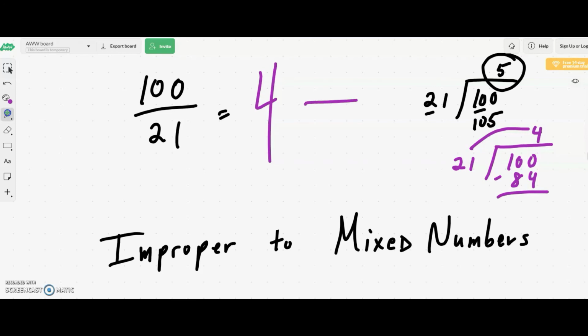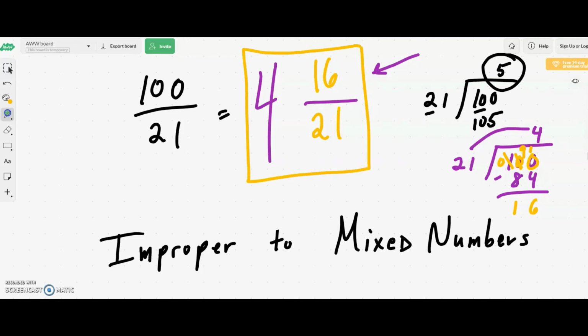Now we just need our remainder, which is going to go right up here. So to do our remainder, I'm going to have to do a little bit of subtraction here. I can't do 0 minus 4. I can't do 0 minus 8. I cross out my 1. I make that 0. I make that 10, but then it becomes a 9. Okay, so 10 minus 4 is 6. 10 minus 8 is... 9 minus 8 is 1. So I get a remainder of 16 over 21.